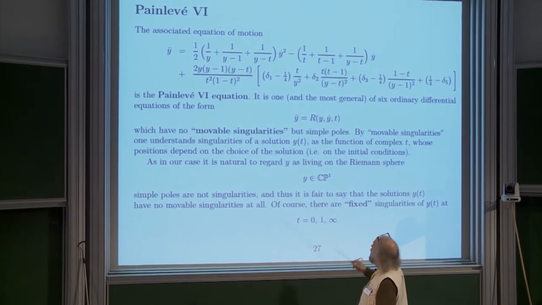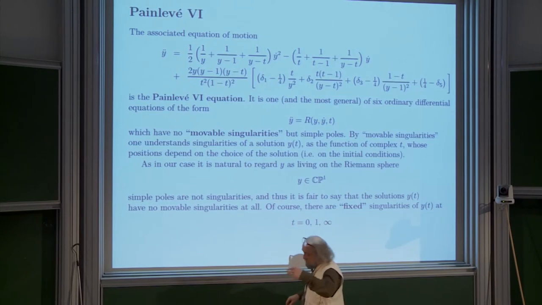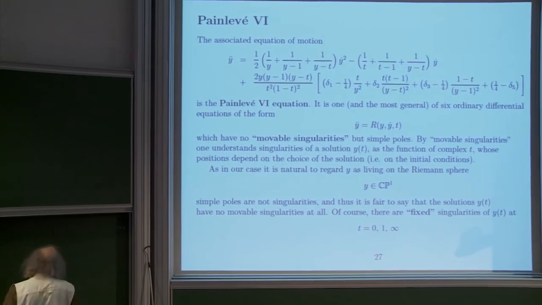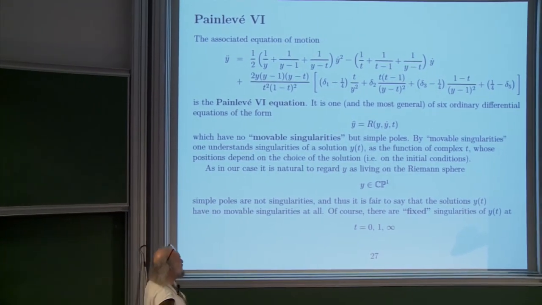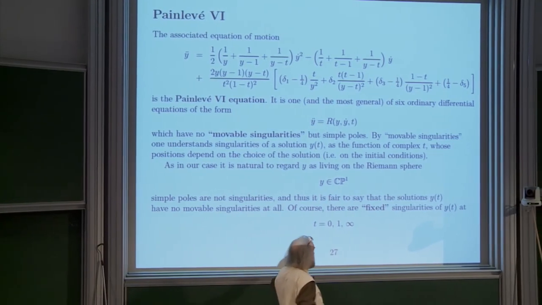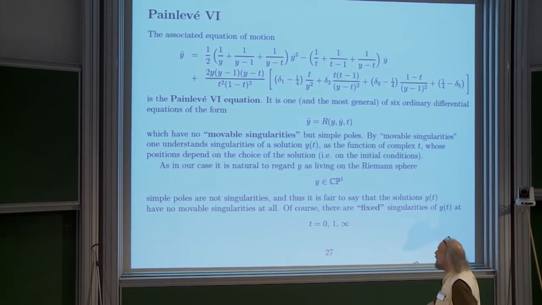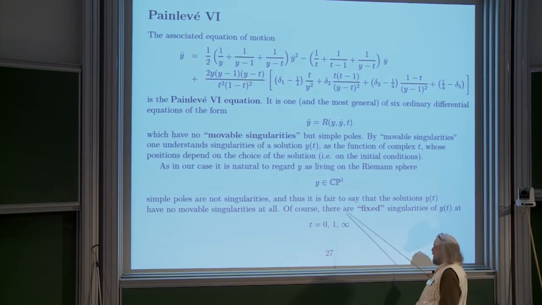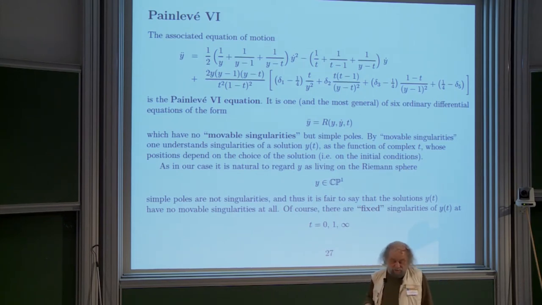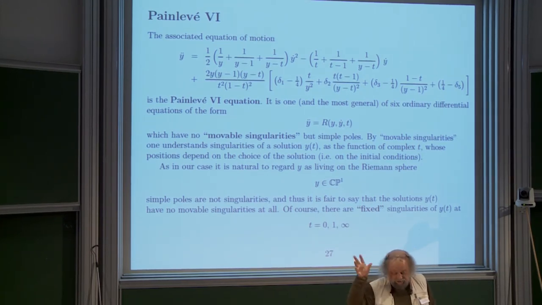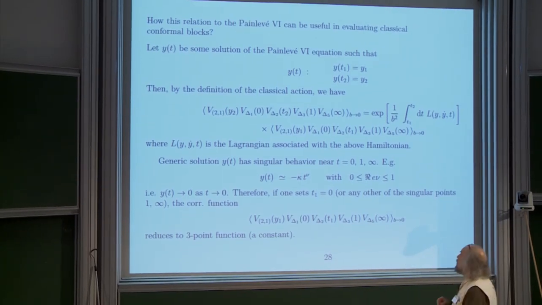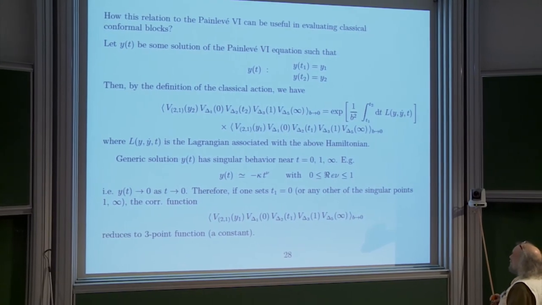simple poles. Here, because y is by construction better considered as a coordinate on a Riemann sphere, simple poles are also not really singularities, so we don't have movable singularities at all. And of course, there are fixed singularities at the points 1, 0, and infinity, which are some power-like singularities, which I will mention soon.